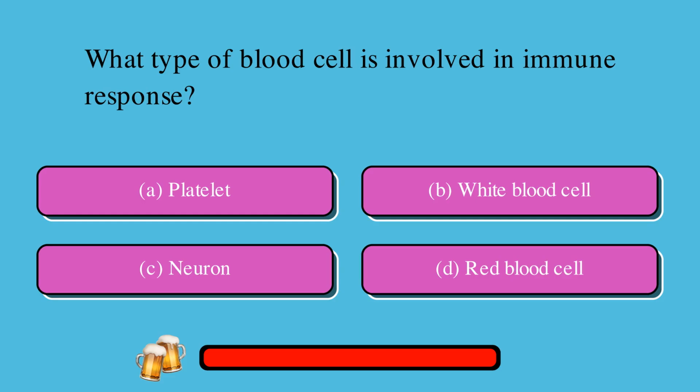What type of blood cell is involved in immune response? A. Platelet, B. White blood cell, C. Neuron, or D. Red blood cell? The correct answer is B. White blood cell.